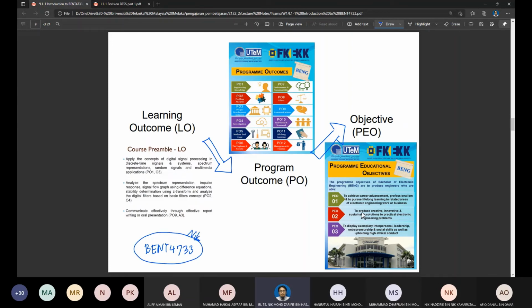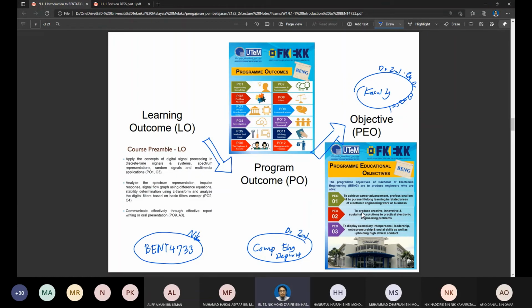While program outcome is for the computer engineering department, Dr. Zul. While this one is faculty, Dr. Zul and PM Dr. Masrul.